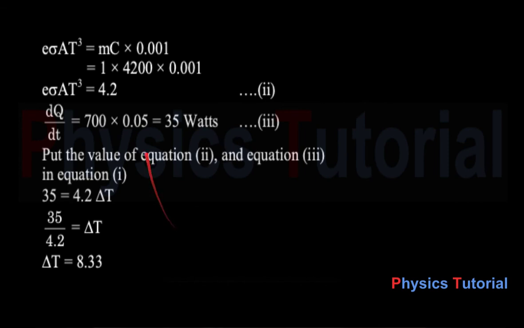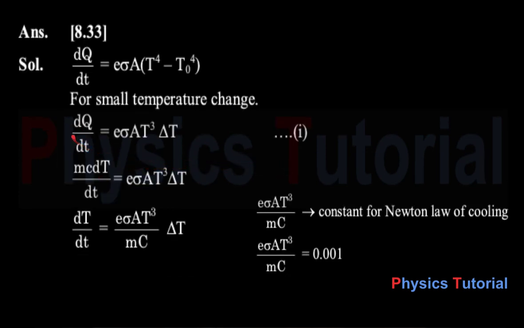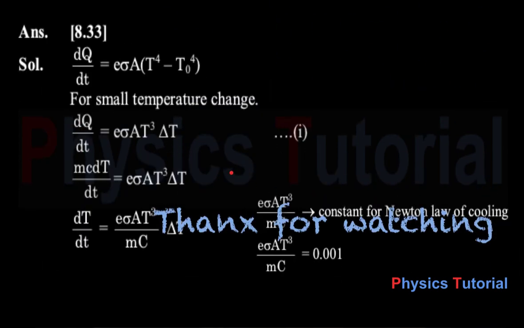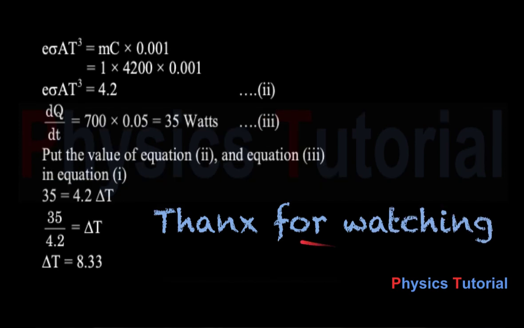Substitute these values, so we find eσAT^3 is equal to mc times 0.001. C is given in the question as 4200. Substitute over here, this is equation 2, and dQ/dt is equal to 700 into 0.05, which is 35 watts. So substitute these two, equations 2 and 3, in equation 1. In equation 1, that is dQ/dt, you get this value with delta T. So from here you can find 0.001, so directly you can use that. Substitute this value over here.